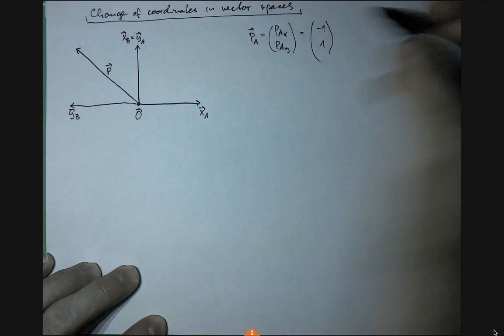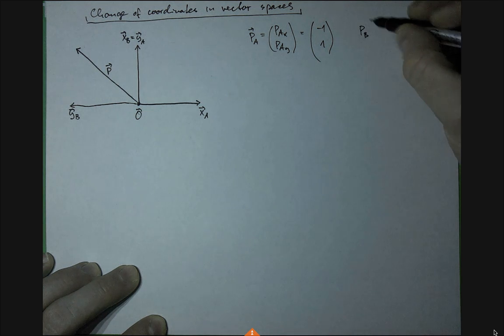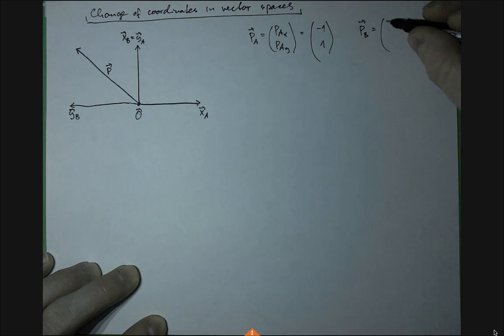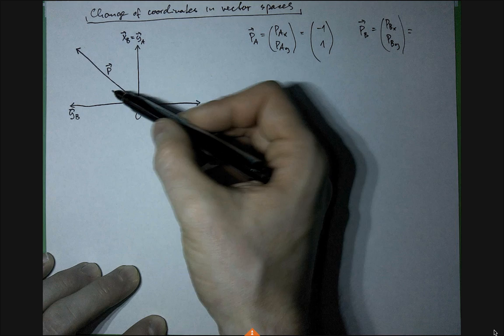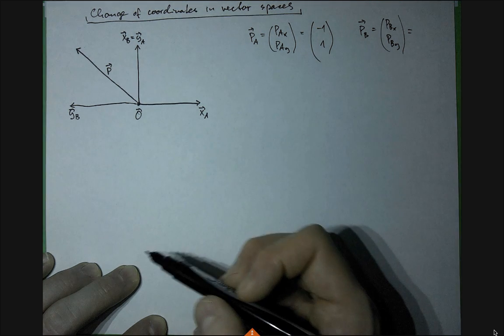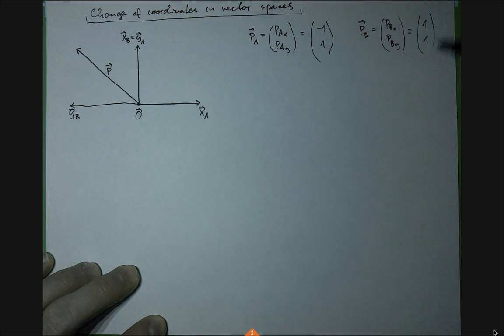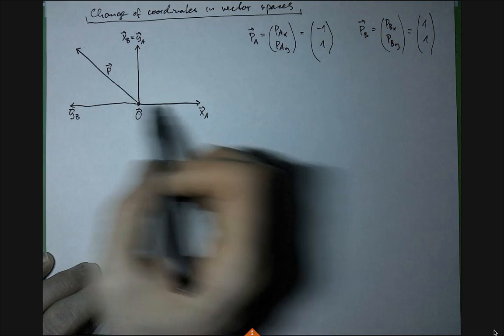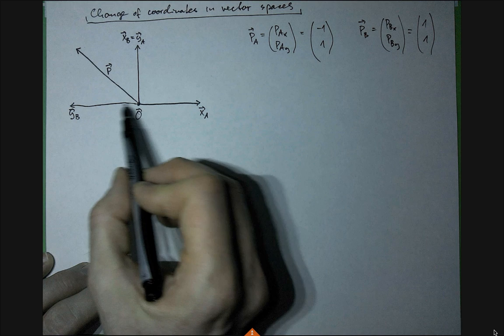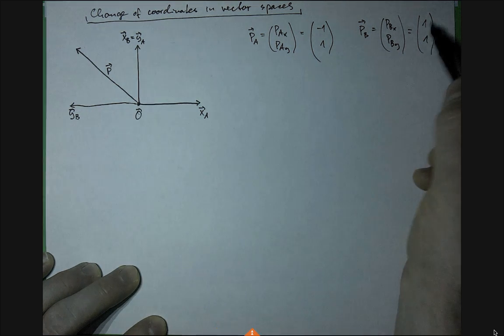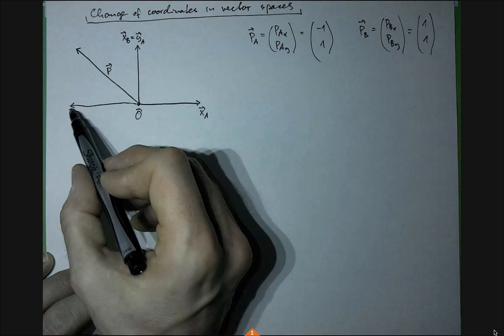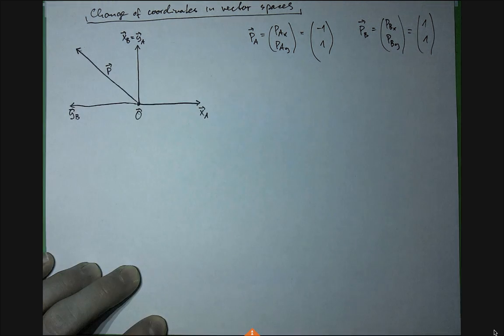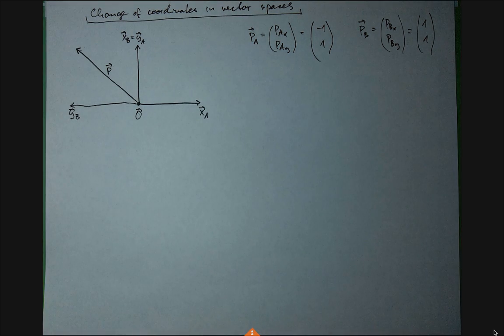So the same vector in coordinates with respect to basis B, let's call them PBX and PBY. What would that be? Exactly 1 and 1, because here now I'm projecting on these two vectors, right? So the projection looks the same, but now I'm measuring it in this direction as opposed to this direction. So this sign flips. Here I have to go +1 in YB and +1 in XB, and I will get my P with respect to basis B.